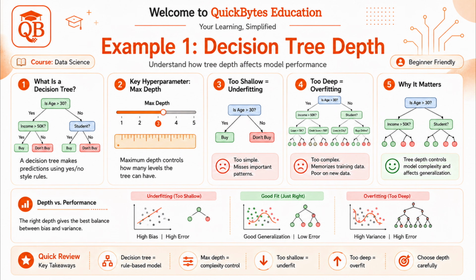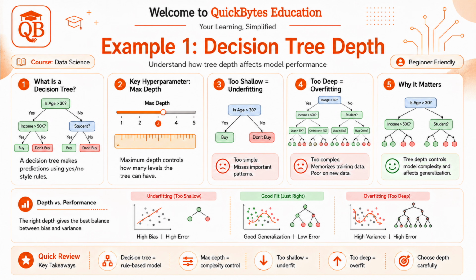Let's start with a decision tree. A decision tree is a machine learning model that makes predictions using a series of yes or no style rules. One common hyperparameter is maximum depth. Maximum depth controls how many levels the tree can have. If the tree is too shallow, it may be too simple and miss important patterns. That is called underfitting. Underfitting means the model is too simple to learn the data well.